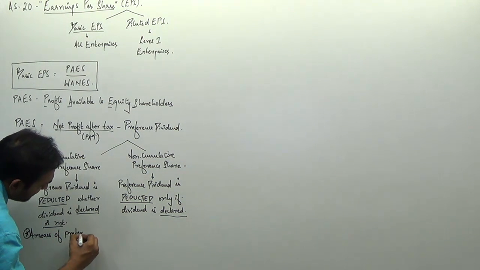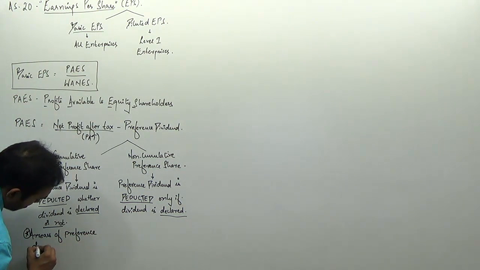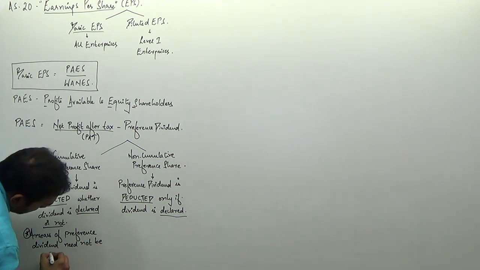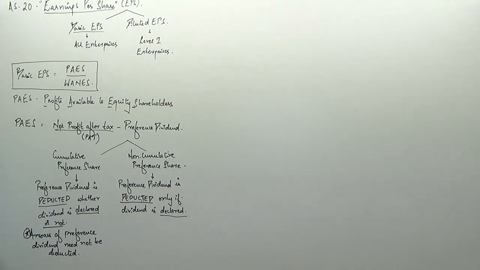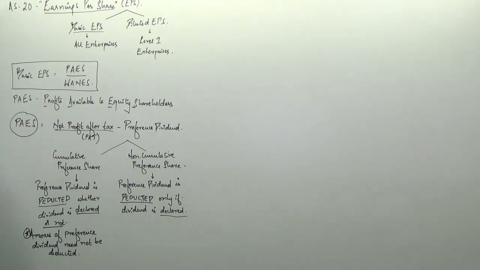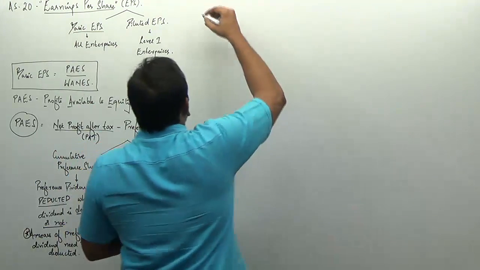Arrears of preference dividend need not be deducted. Now this is the concept of cumulative and non-cumulative preference shares in computation of the numerator part, that is your PAES. Now if this is the numerator, that is profits available to equity shareholders, then I'll have to think about what is the denominator.